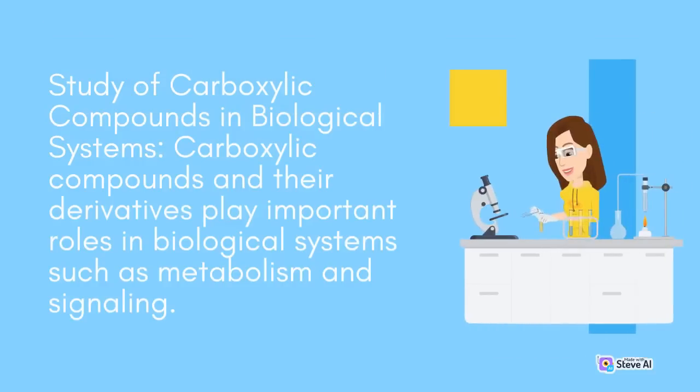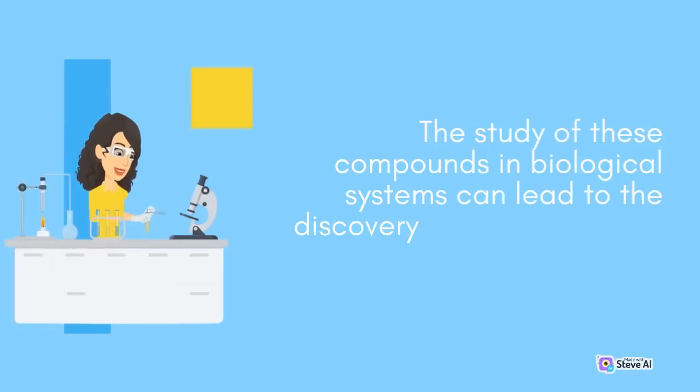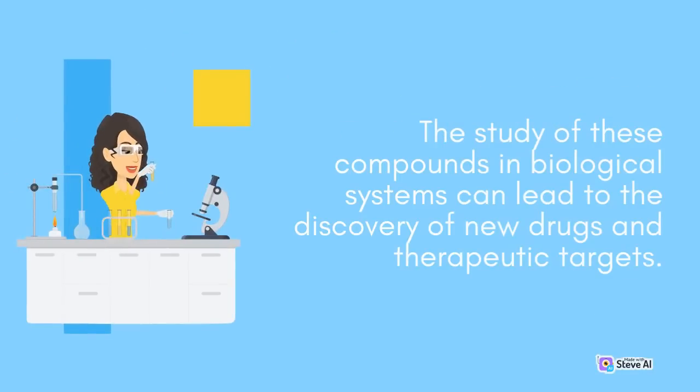Study of carboxylic compounds in biological systems. Carboxylic compounds and their derivatives play important roles in biological systems such as metabolism and signaling. The study of these compounds in biological systems can lead to the discovery of new drugs and therapeutic targets.